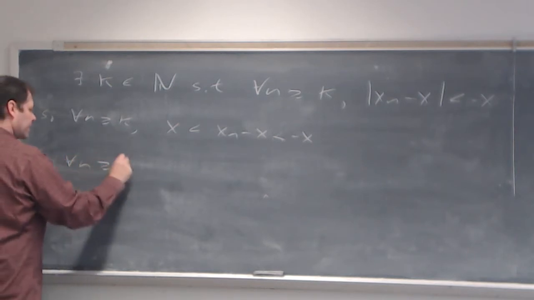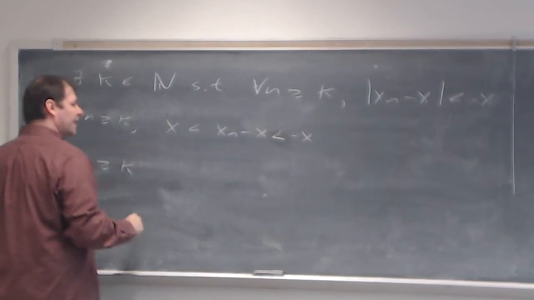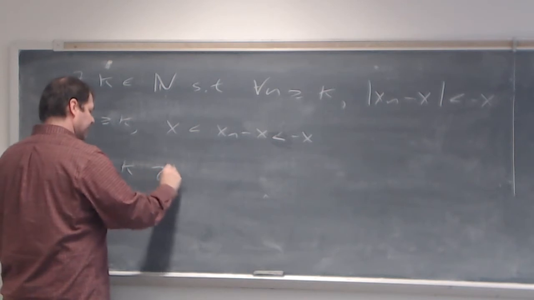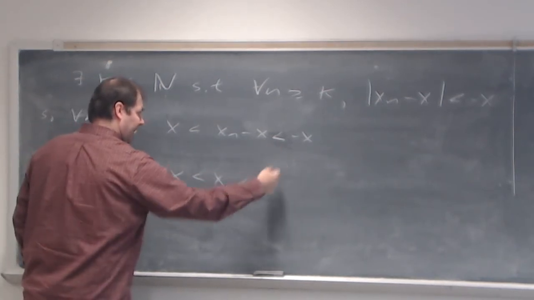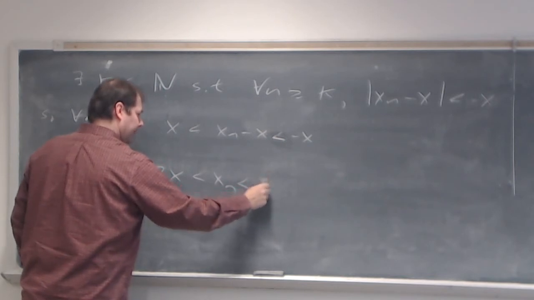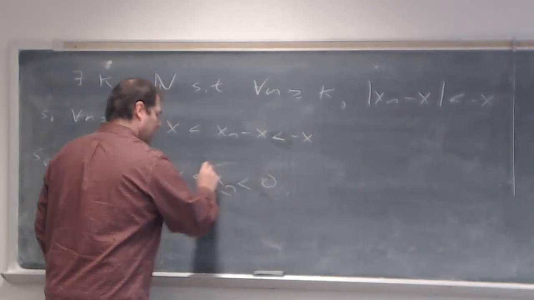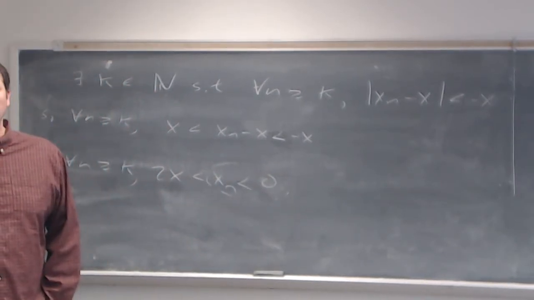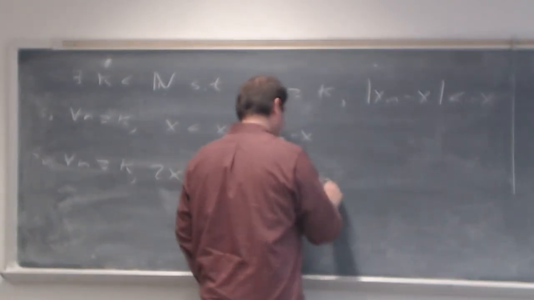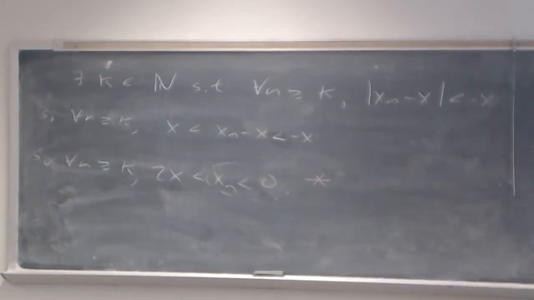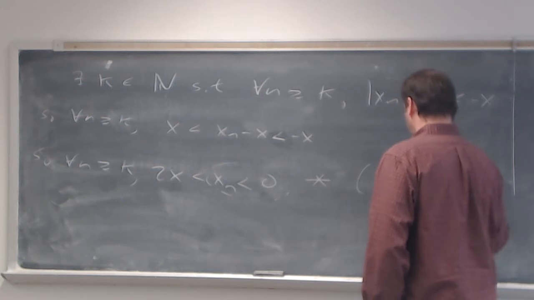So for all n greater than k, if I solve for x sub n, I'd add x to both sides. So 2x is less than x sub n, which is less than, and here if I add x to both sides, what would I get? 0. Okay. And right here, this is a contradiction. You see, we're assuming all the x sub n's are non-negative, greater than or equal to 0. And right here, we're saying, well, look, the x sub n's have to be less than 0. That's a contradiction. X sub n's must be greater than or equal to 0.